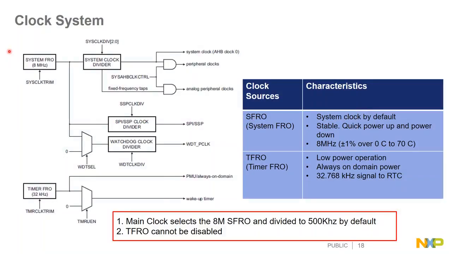The clocks: there we have 2 main clocks, the system free running oscillator and the timer. The system free running oscillator is from 62.5 kilohertz to 8 megahertz, and the timer is 32.768 kilohertz, which is good for a real-time counter. The system free running oscillator is divided into 3 dividers, which could be divided to different parts of the processor.